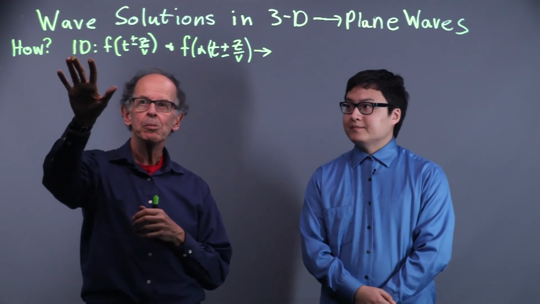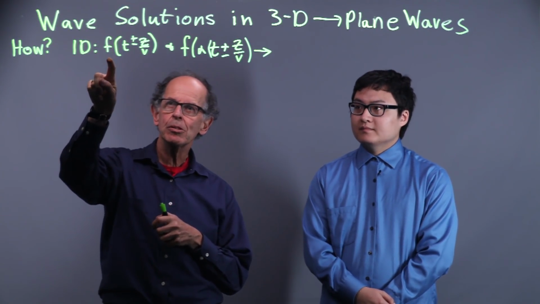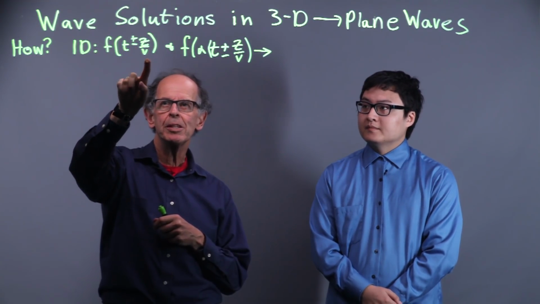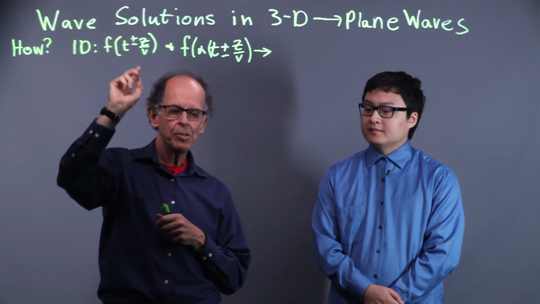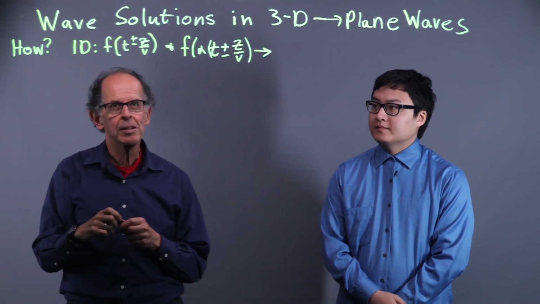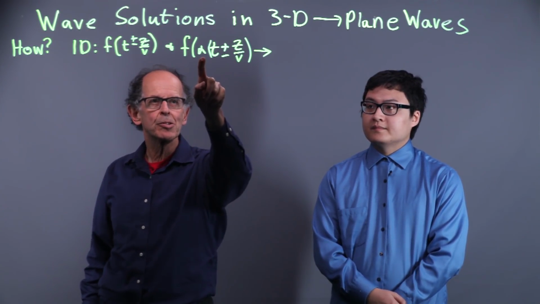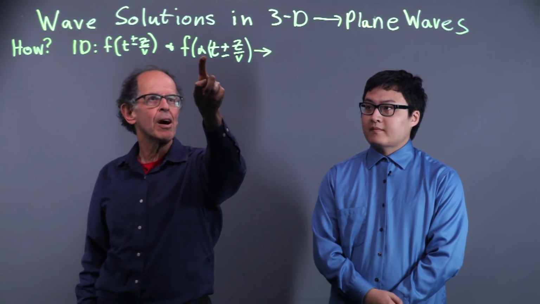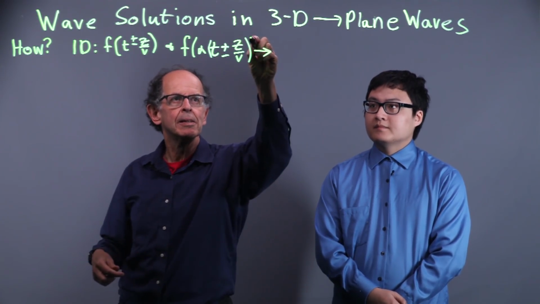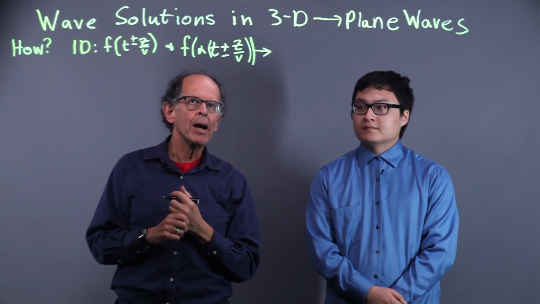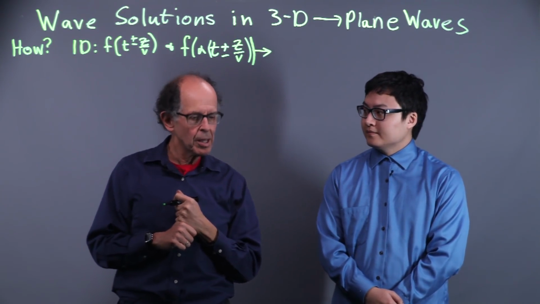Let's start with 1D. We know that our basic solutions are f of t plus or minus z over v, minus sign, waves going to the right, increasing z, plus sign in the other direction. We also saw earlier that you could scale everything by putting a constant alpha in here. And we use that a lot. We use that a lot in our transmission lines.